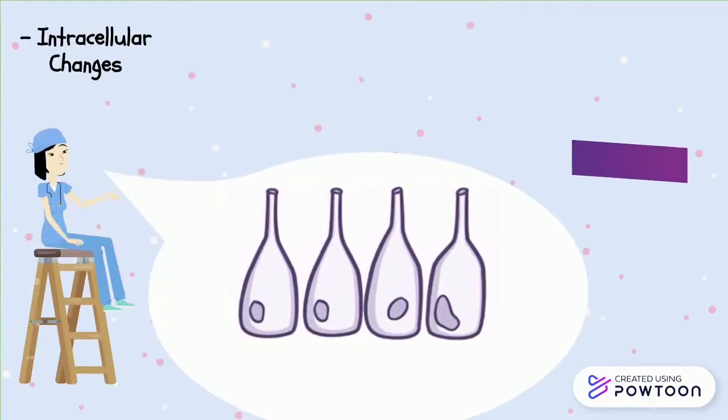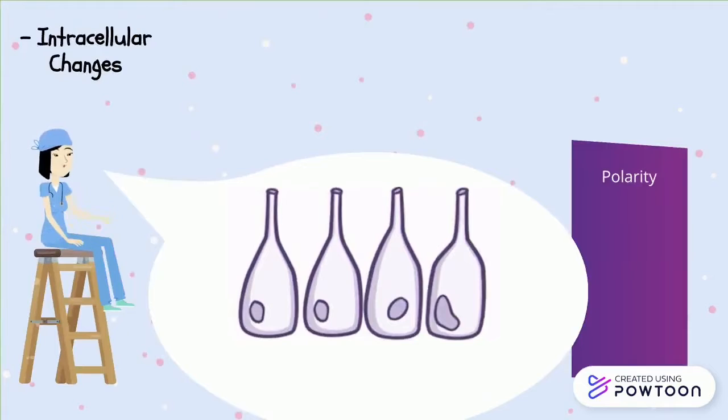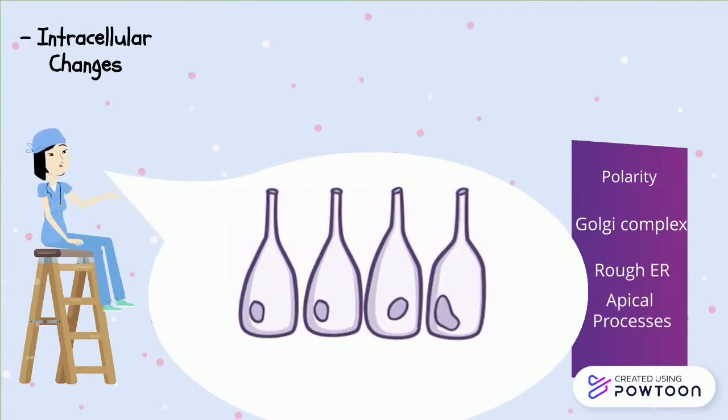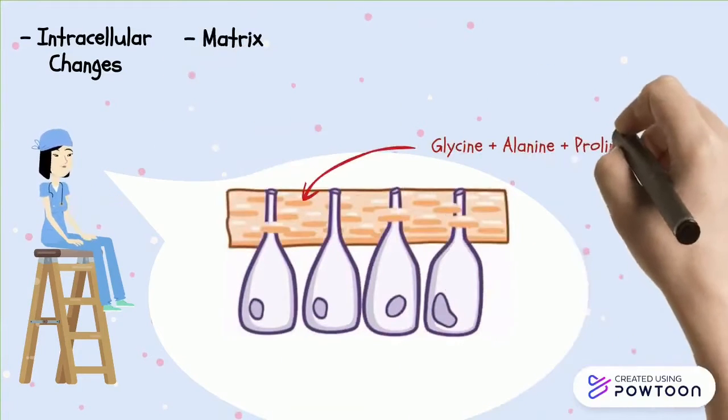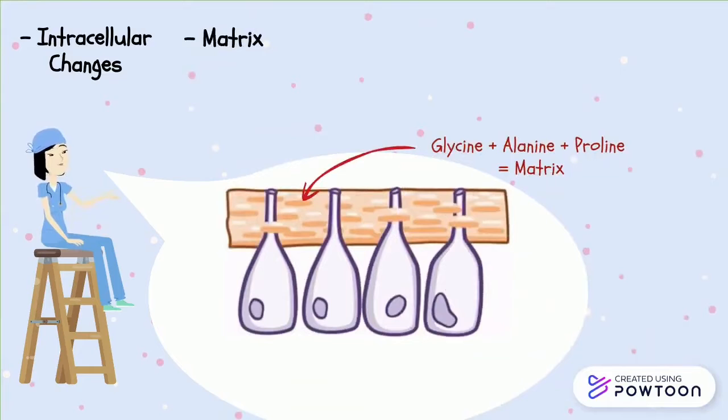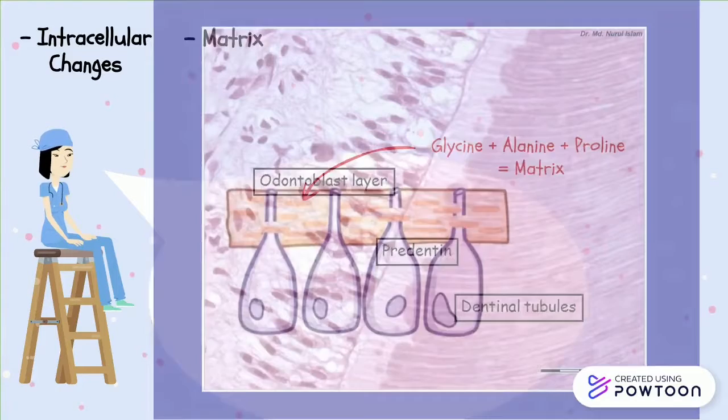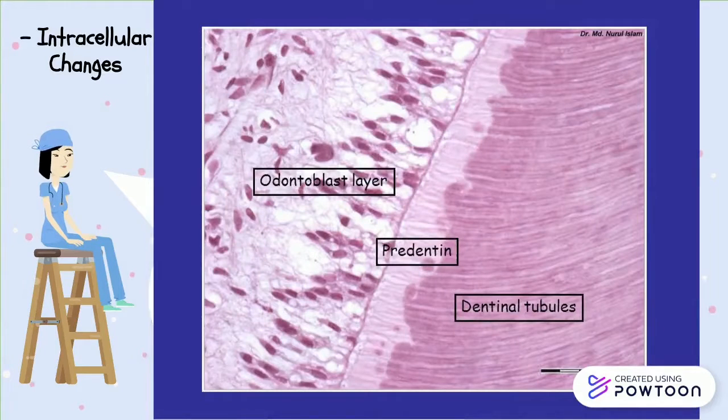Intracellularly, the cell becomes polarized as organelles such as Golgi complex and rough endoplasmic reticulum increase in number, and apical processes occur. The cell then deposits predentin, which is a soft organic matrix rich in glycine, alanine, and proline. This layer will be the first layer of mantle.